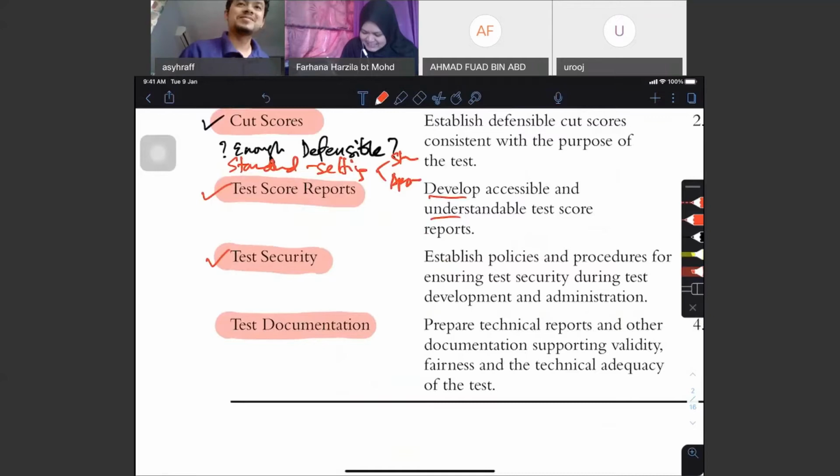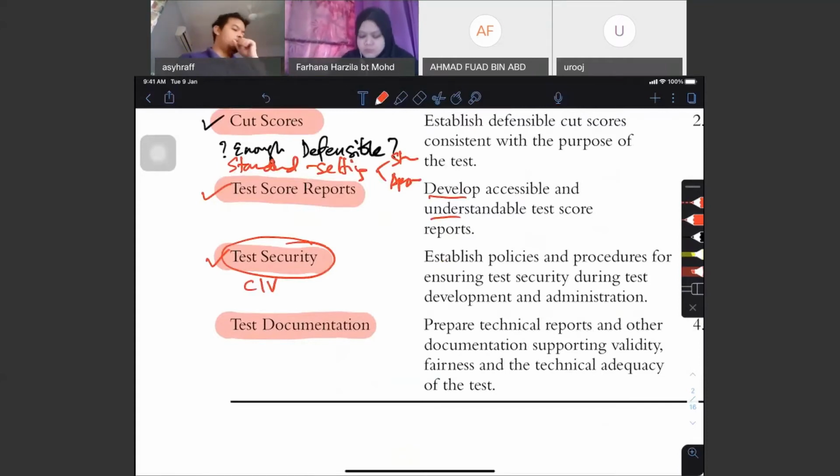Okay. Test security is one issue that we need to think about, because if questions leak, then that's another construct irrelevant variance. If the marks are high but it does not mean that they are competent, this is because the questions have been leaked. Okay, so what can we do to ensure security of exam questions and things like that?